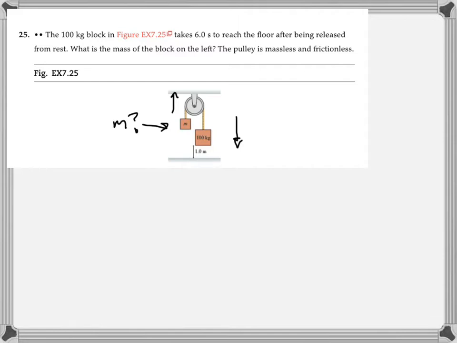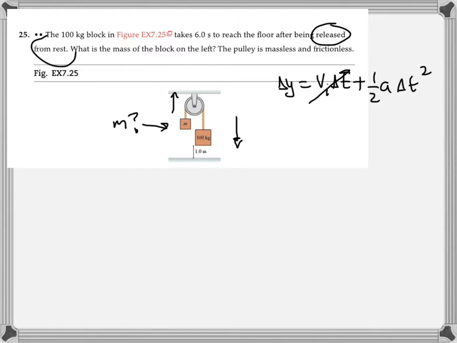So let's take a look. Let's start with what I said at the beginning. We're going to calculate the acceleration. So delta y here, the distance traveled by the 100-kilogram block, is going to be the initial velocity of that block multiplied by time plus 1/2 of the acceleration times the time squared. Now the block is released from rest. It is released from rest. So that's a 0 right there.